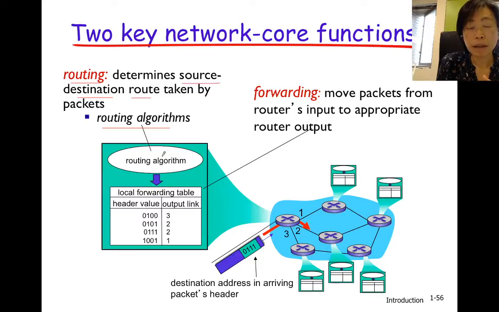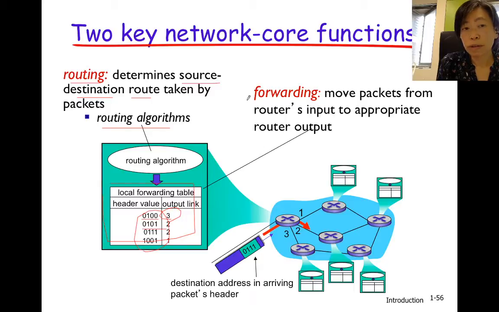Now, after that calculation is done, a forwarding table like this will be installed inside the router. What it says is this: for destination 0100, the best path suggests that the outgoing link should be interface 3 or link 3, and so on and so forth. So this table could be quite extensive depending on how many destinations there are.